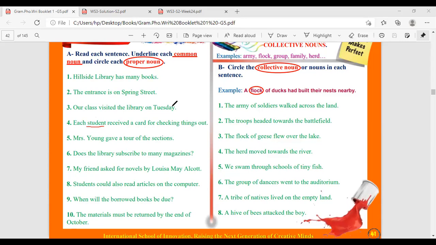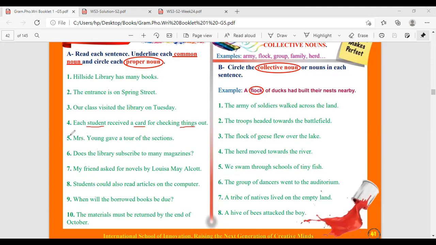Do I still have other nouns? Read the sentence carefully: each student received a card for checking things out. Who wants to help Ibrahim? Card. Card is common or proper? Common, excellent. Do I still have other nouns? Things. Things is also a noun, it's a name. Thank you, Ibrahim.